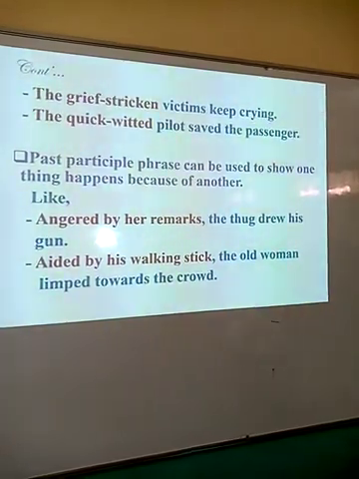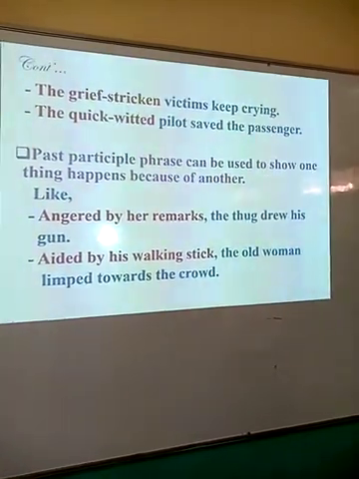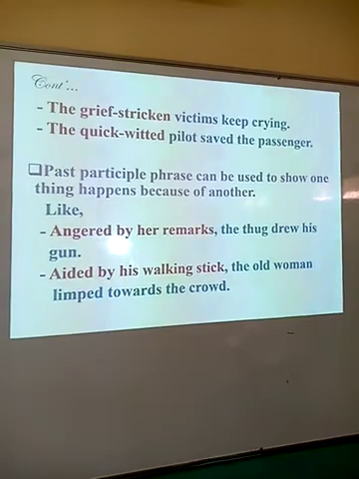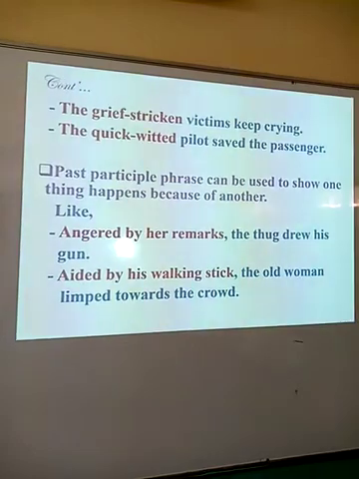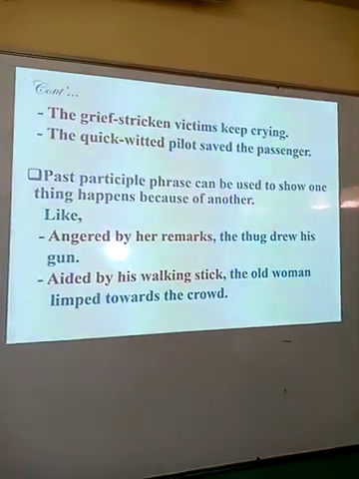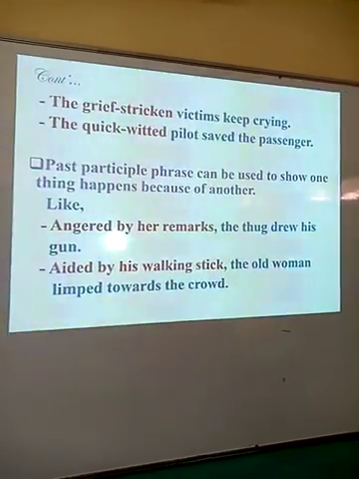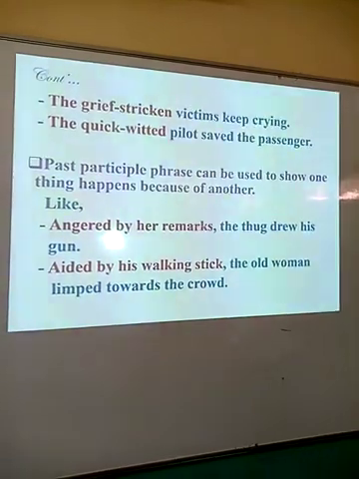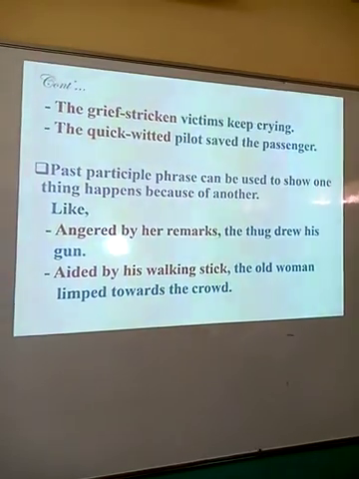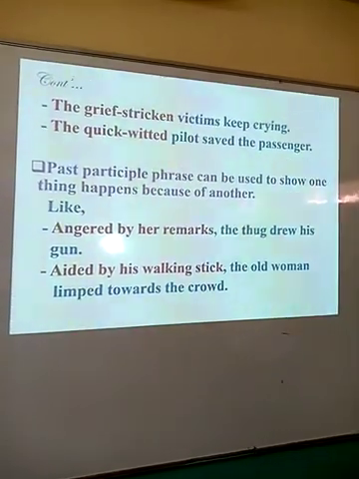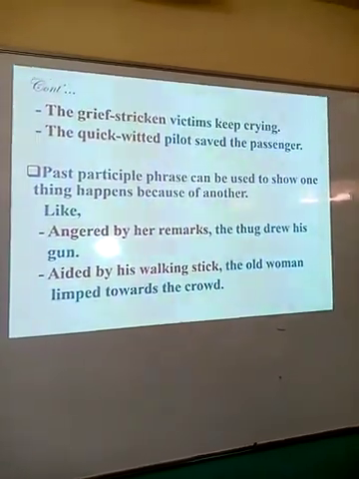Another function of a past participle is that a past participle phrase can be used to show one thing happens because of another. For example, anchored by her remarks, the third drew his gun. One action leading to another. The first action is that the remarks the speaker made anchored the third, and that resulted in the next action, which is drawing out the gun. Therefore, we say anchored by her remarks, the third drew his gun.